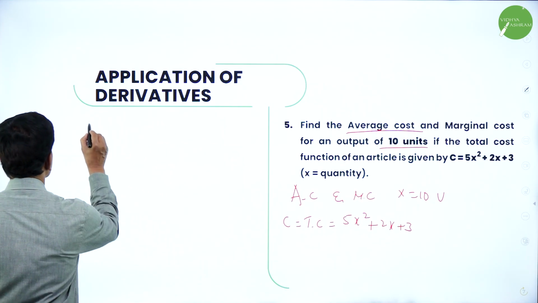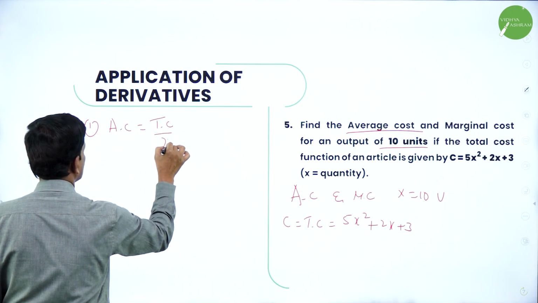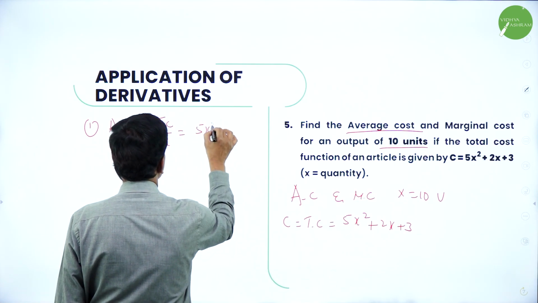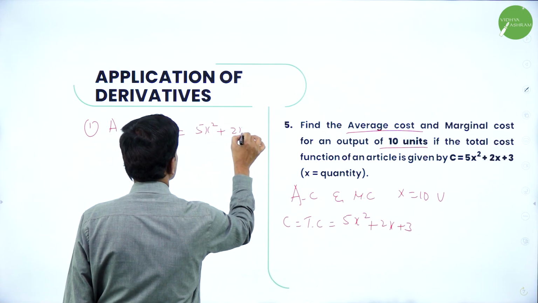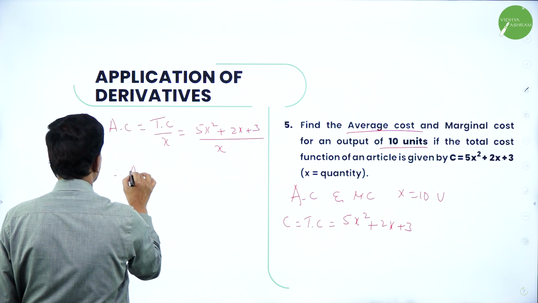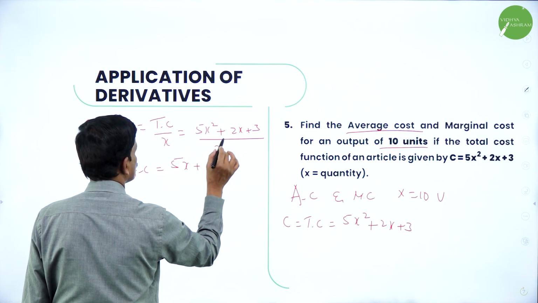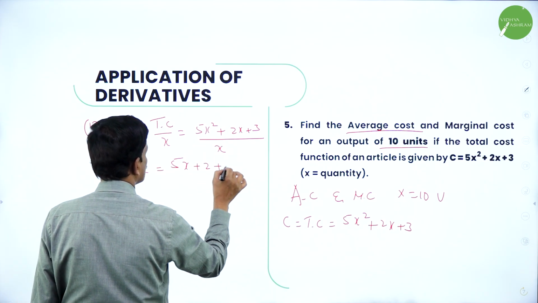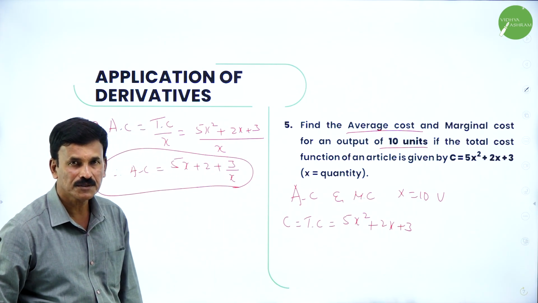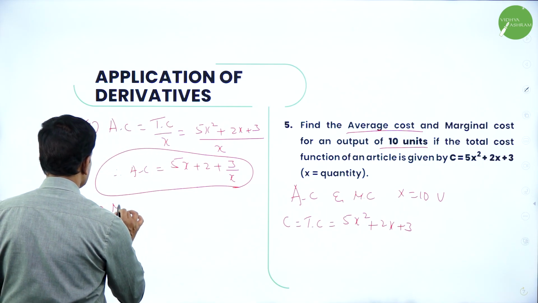Now first one, average cost is equal to total cost divided by x. What is TC? TC is equal to 5x square plus 2x plus 3 divided by x. So therefore average cost is equal to x square by x is x, plus 2x by x, x gets cancelled, plus 3 by x. This is the average cost. That's it. Okay.